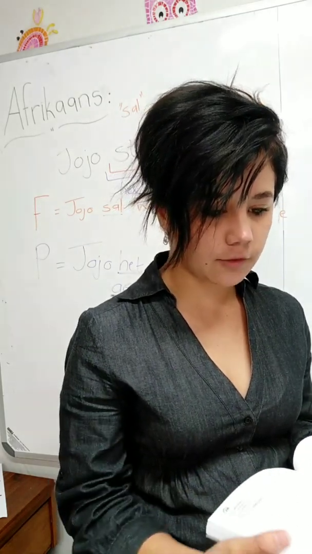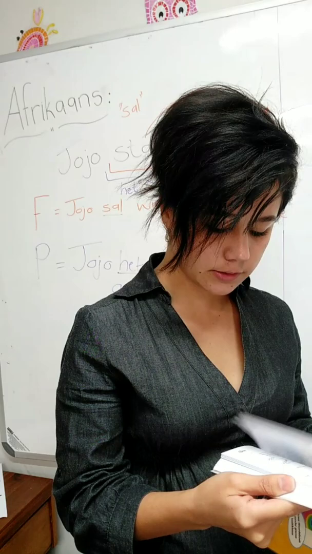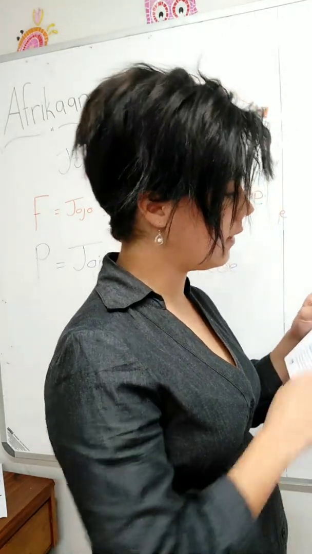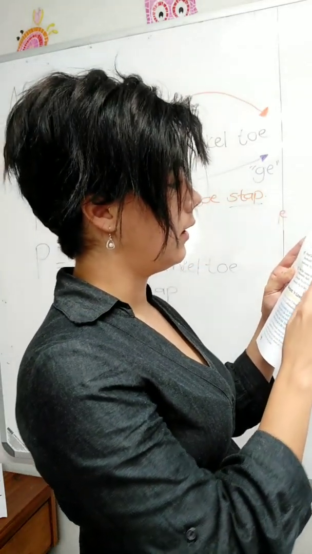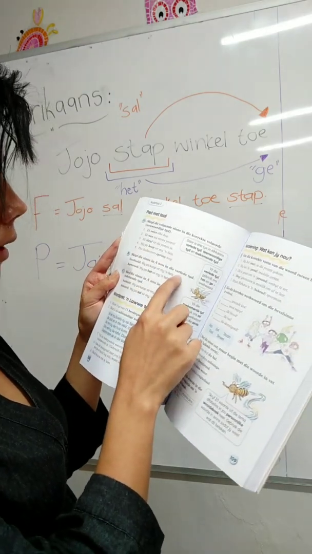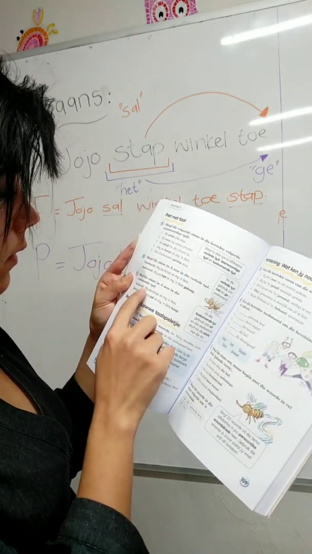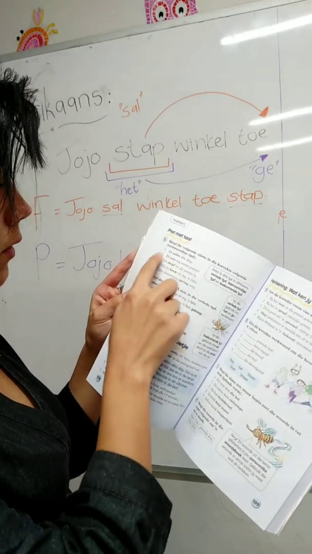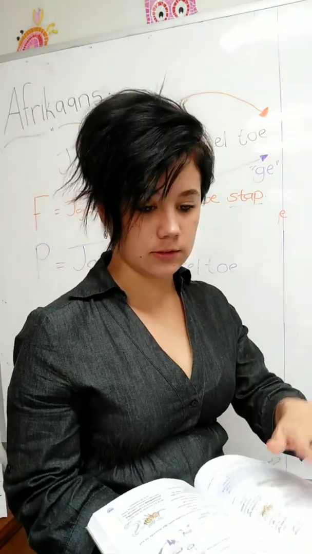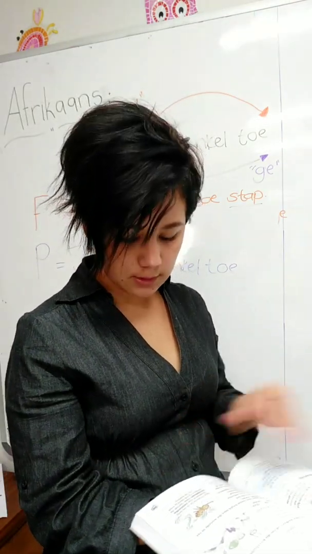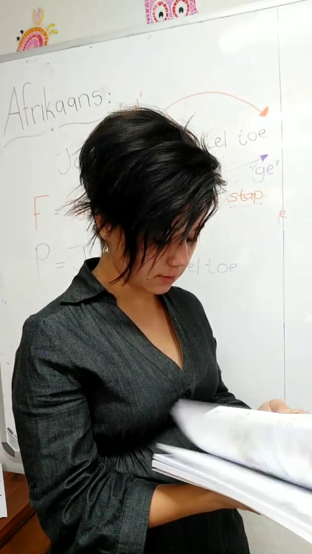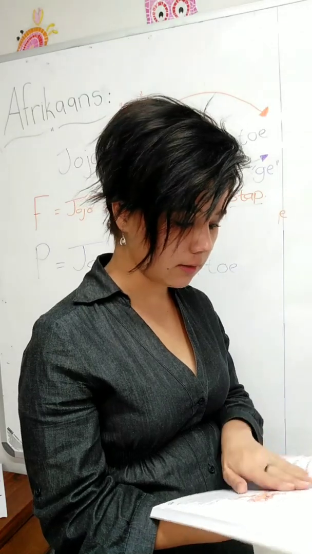Then 108, page 108. Activity B and C. So skryf die sinne in A nou in die verlede tyd. So you're going to rewrite these sentences here at the top in past tense first of all, and then in future tense by C. So these 5 sentences, you're going to first write them in past tense and then in future tense. That's what you do on page 108. And then page 89. Let's go to page 89.